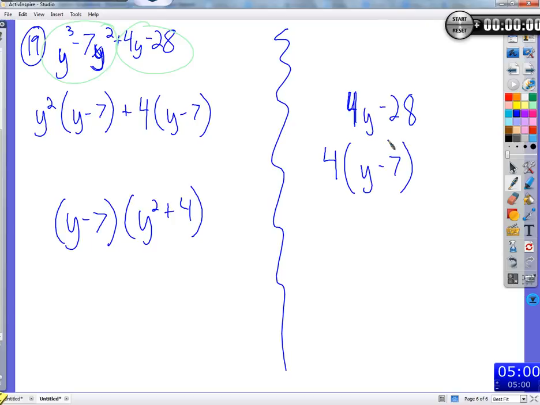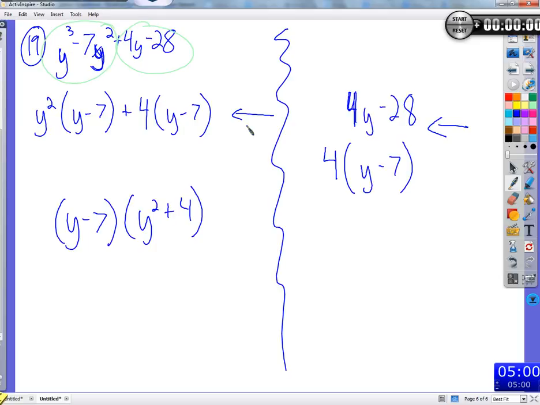Okay. The same exact thing happened between this step and this one. We factored out a common factor, just like we factored out a common factor of 4 here. Right? What's the common factor in this example? 4 is the common factor. We factored it out of both. What's the common factor here? Y minus 7 is the common factor.